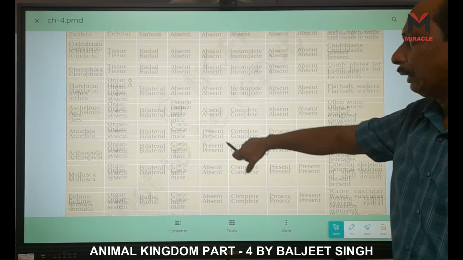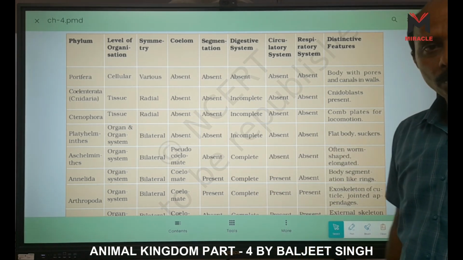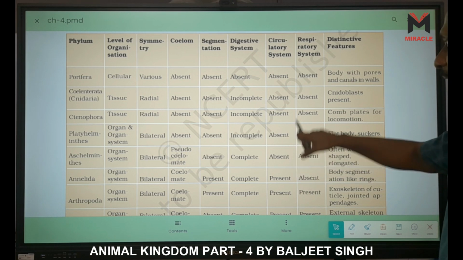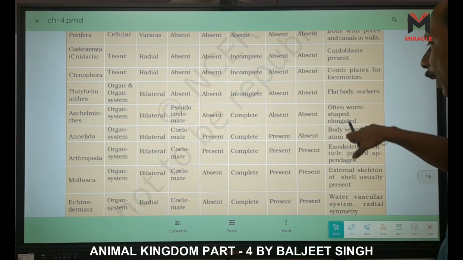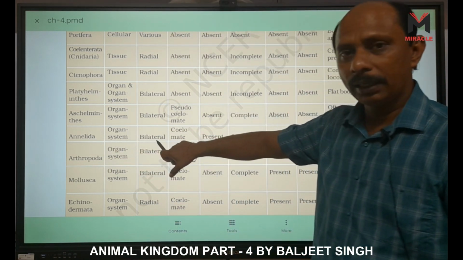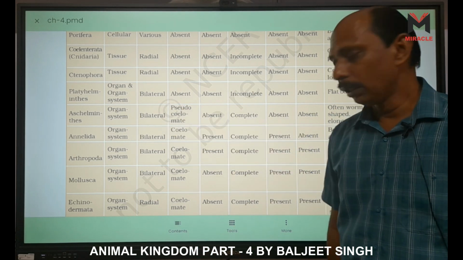Pseudocoelom. Then segmentation is absent. Complete digestion means anus and mouth are separate. Now circulatory system absent, respiratory system absent. A distinct feature is that it is often worm shaped and elongated. Annelida, organ system, bilateral symmetry. Now coelomate. From Annelida onward, all are eucoelomate.